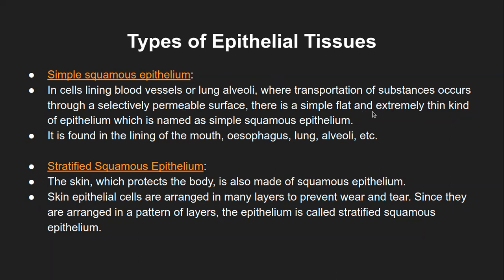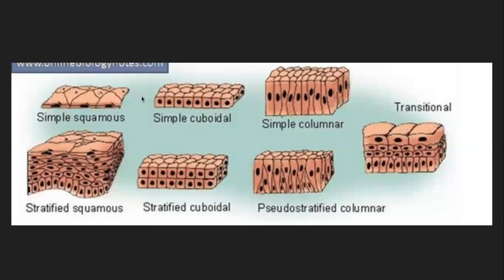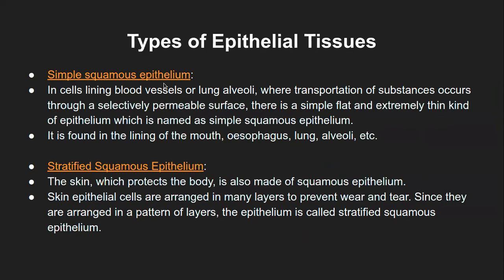It is a simple, flat, extremely thin kind of epithelium, and that is what is named simple squamous epithelium. If you go back to that diagram, you can see that compared to all these other types, squamous epithelium is very, very thin in terms of its width, or what we can say, the thickness. So that is simple squamous epithelium. It is also found in the lining of the mouth, esophagus, lung, and the alveoli. Lung and alveoli are the same thing, just within the lung they are present in the alveoli structure.